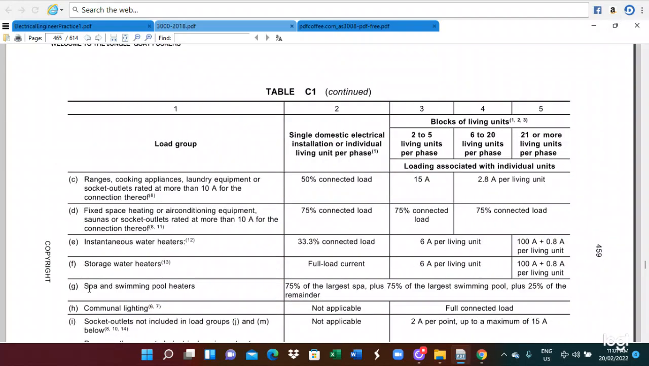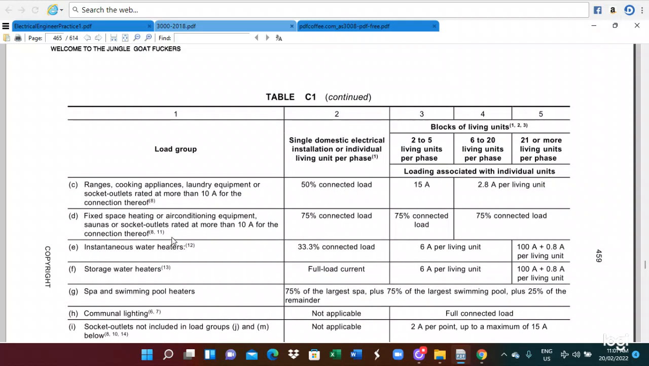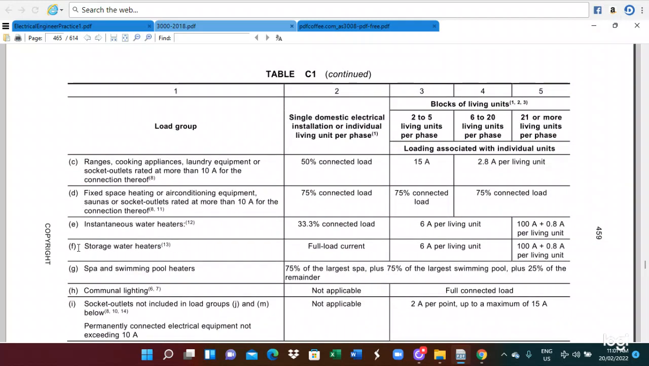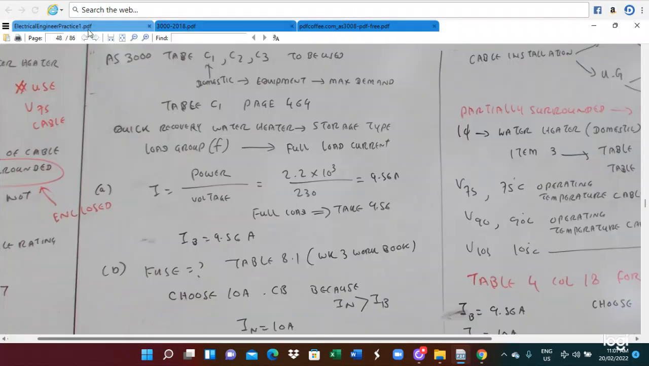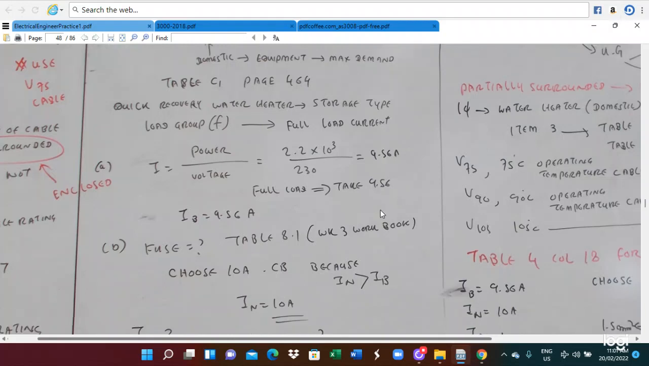Load group F, the slow water heater and quick recovery water heater. So across the room, for a single domestic installation from table C1, the full load current has to be calculated. Full load current is power 2.2 kilowatt divided by voltage 230 volt, so you get 9.65 ampere. So we take this current, 9.65 ampere.